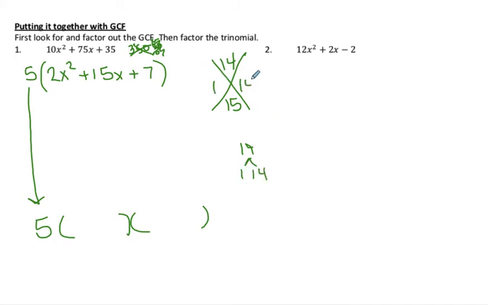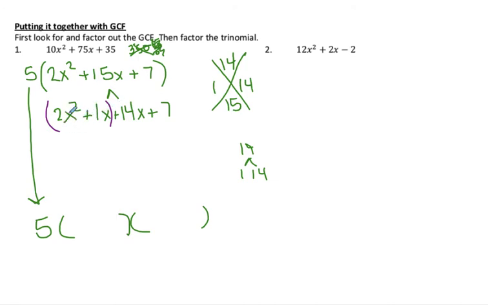Here's 1, here's 14. Multiplies to make 14, adds to make 15. So if I split the middle term, I'll take my 1x and my 14x here and bring those down with the 7 here and the 2x squared from out front, making sure I'm putting a positive 1x there. And now we're back to our 8.1. Now we're grouping, or I'm sorry, 8.3 where we're grouping.